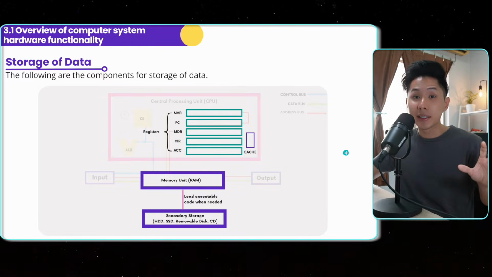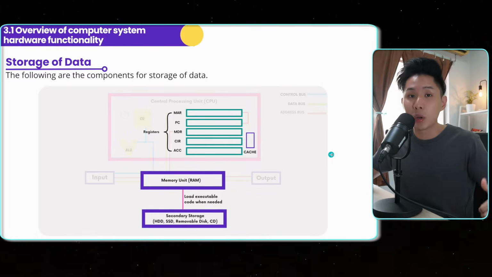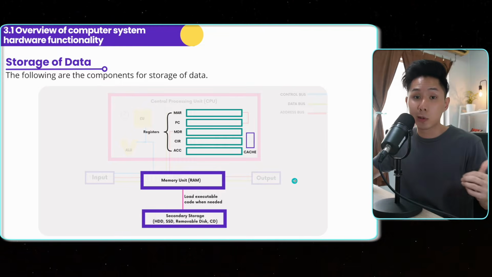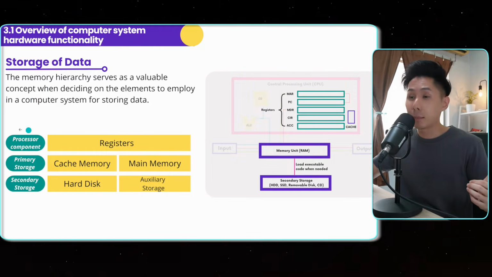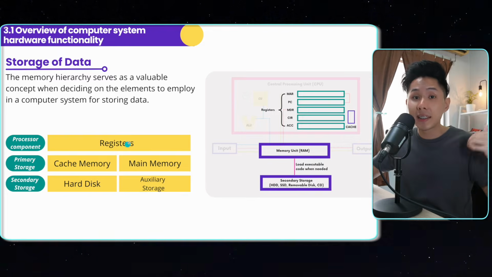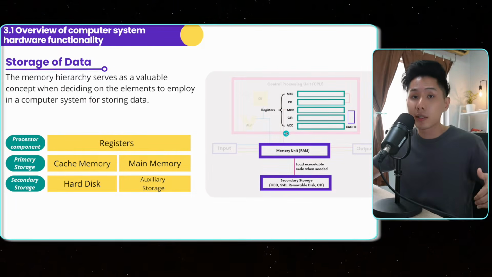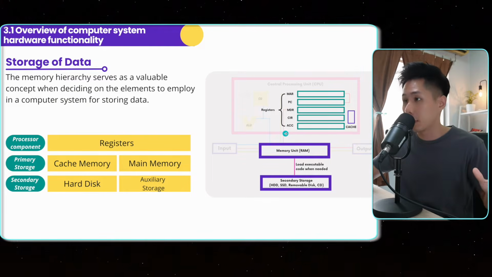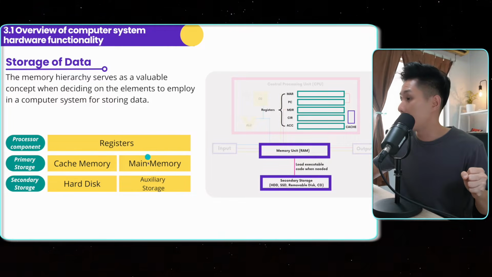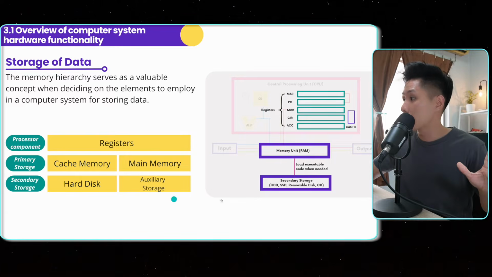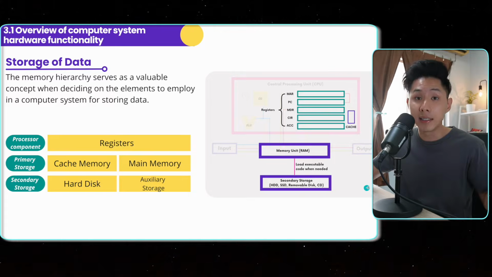Let's look first into the storage of data, how data is stored in a computer system. These are the components that are used to store data. First, we have the processor components. To store data inside a central processing unit, we use registers, and there are many different types of registers that are used to store different data, but I will talk more about that in chapter 4. We also have primary storage, which includes the cache memory and also the main memory, which we're going to dive deeper into in a while, followed by the secondary storage, which is your hard disk, SSD, and even auxiliary storage like your removable disk and CD.